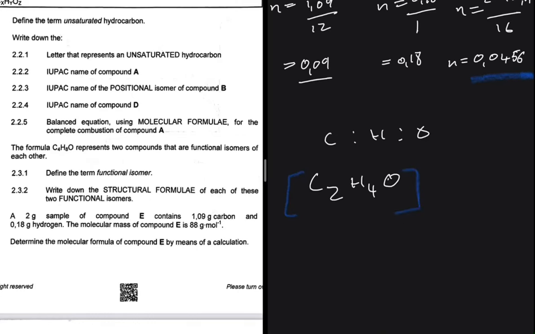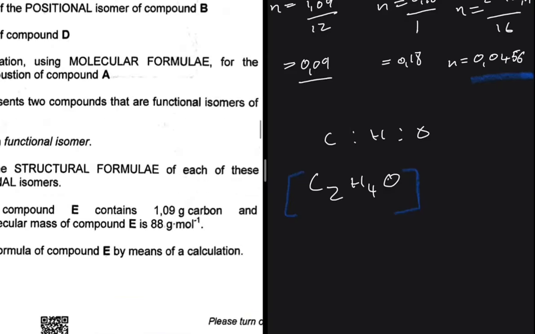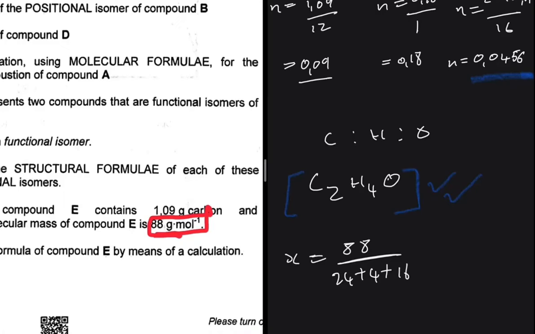We have to multiply this ratio by some number. How do we get that number? We divide the molecular mass of compound E that is given to us by the molecular mass we have from this formula. So X is equal to 88 divided by the molar mass of C2H4O. That is 12 multiplied by 2, which is 24, and then 4 for the hydrogens, and 16 for the oxygen. So we have 88 divided by 24 plus 4 plus 16, which is equal to 2.